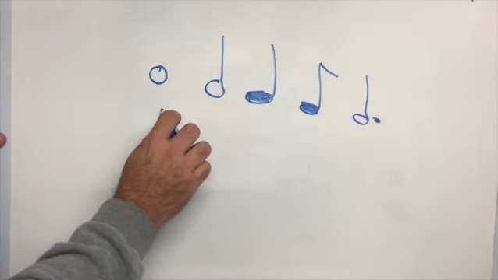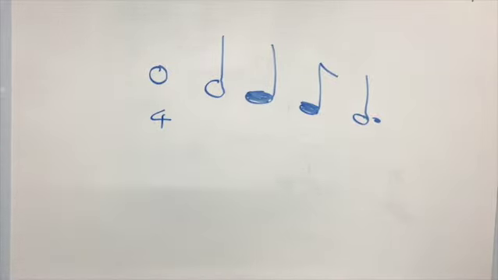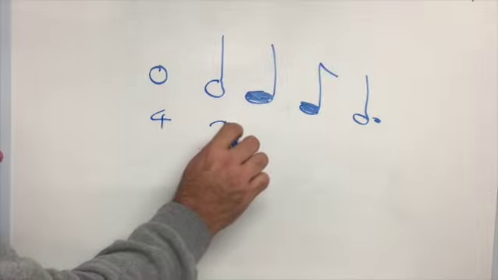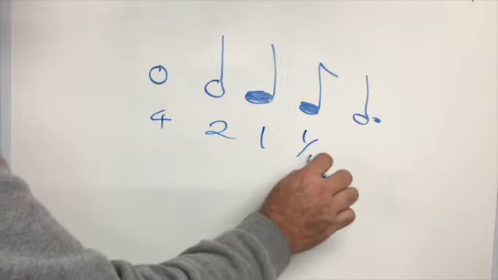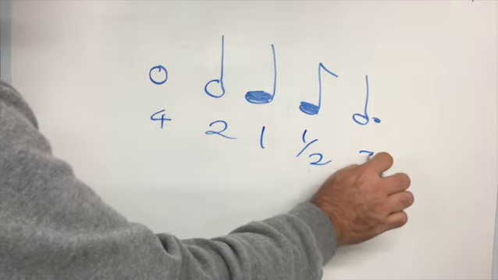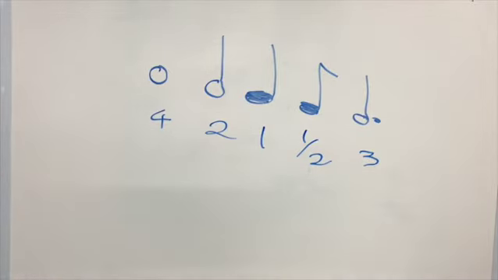This one here is called a semibreve. If you write down four, you're correct. This one's a minim, worth two. Crotchet, worth one. Quaver, worth half. Dotted minim, worth three. Fantastic. Let's try one more quick little exercise.